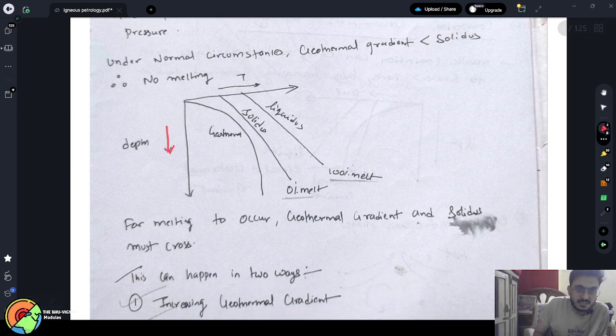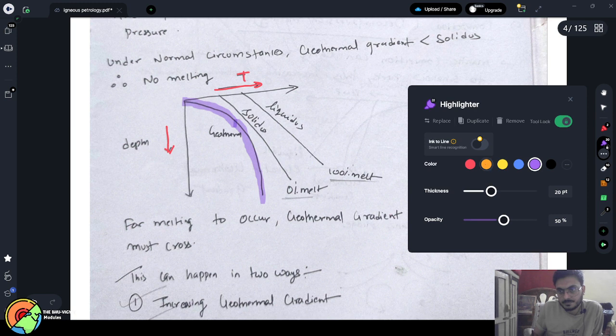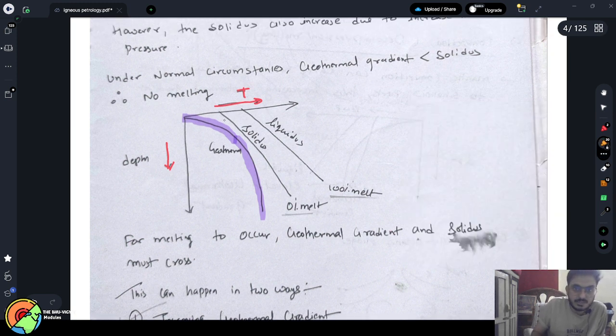On the y-axis it is the depth, on the x-axis it is the temperature. So this is our geothermal gradient here. This is our geothermal gradient, this one. And this one here is the solidus temperature.